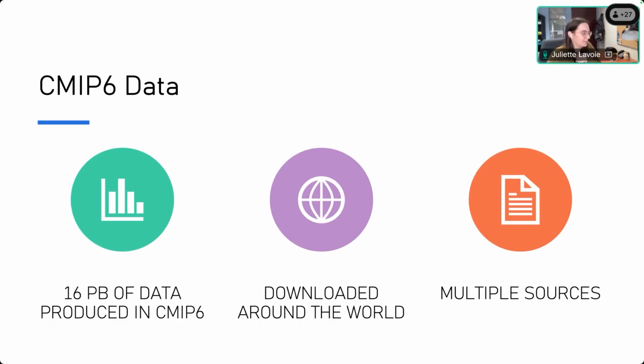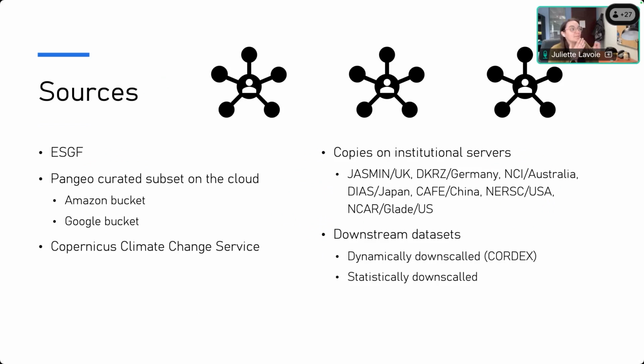Let's dig a little bit into those sources. The main place is, of course, ESGF, the nodes where the modelers are uploading their data, and you can go through Metagrid and download from there. But there are also other sources. Pangeo created a subset that has been put on the cloud. There's an Amazon bucket, there's a Google bucket. There is also some data that can be downloaded through Copernicus, where you can subset some of the data already. That can be useful for users that maybe don't have the space to download a huge amount of data.